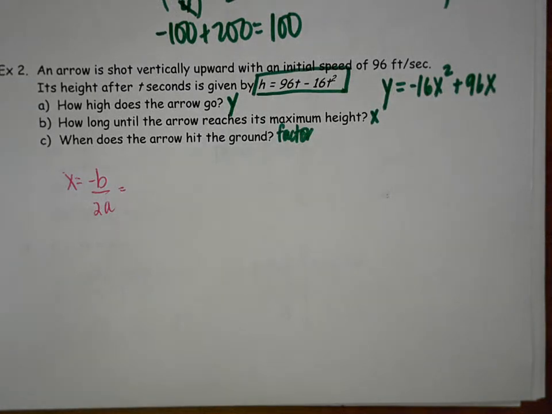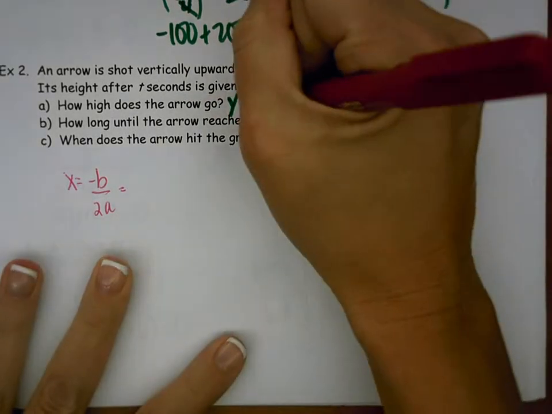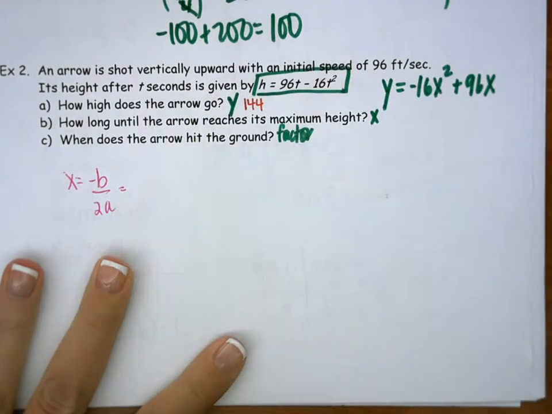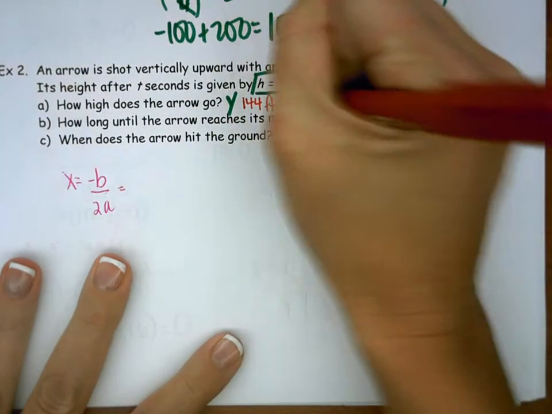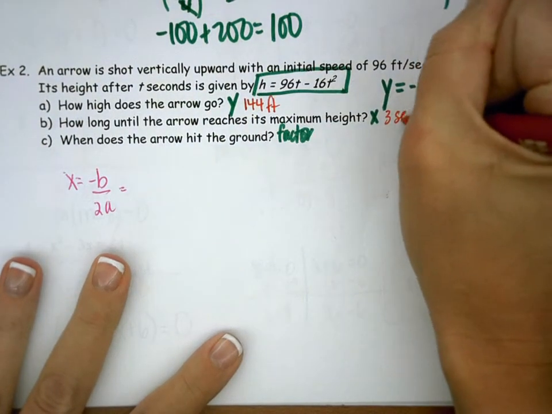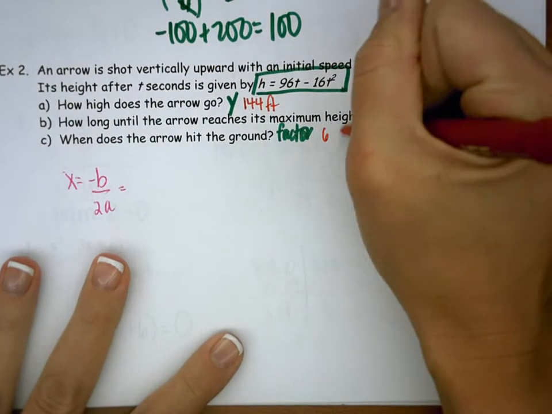Okay, so your answers should have been 144, 3, and 6. Okay, and it should be 144 what? Feet. And this was 3 seconds. And this ended up being 6 seconds.